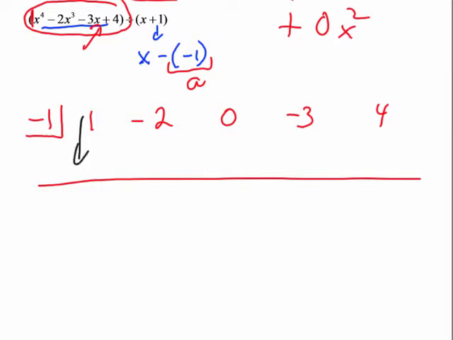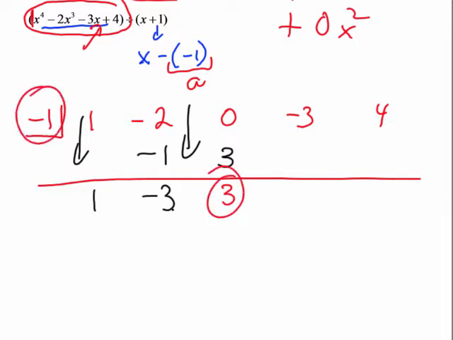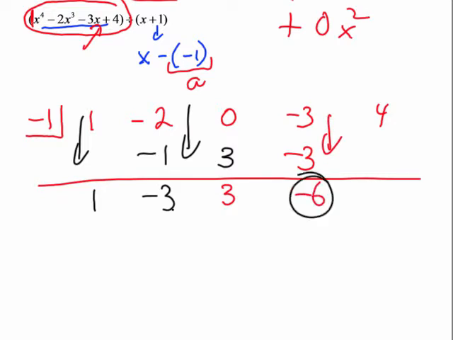Synthetic division. I bring down the first number. I take this number and multiply by the number in the box, and I get -1. I then add these numbers, -3. -3 times -1 is going to be +3. Add these numbers, 3. Multiply these numbers, -3. Add these numbers, -6. Multiply these numbers, +6. Add these numbers, +10.